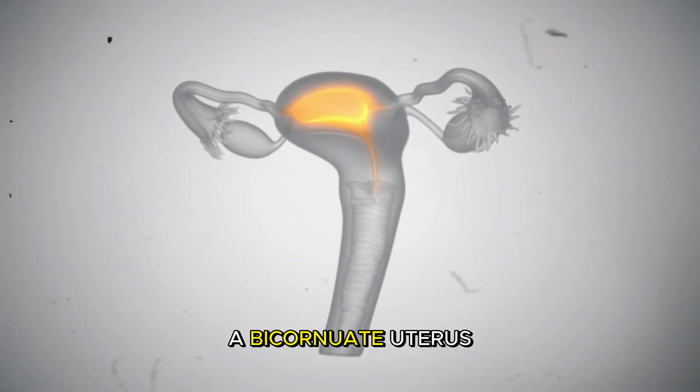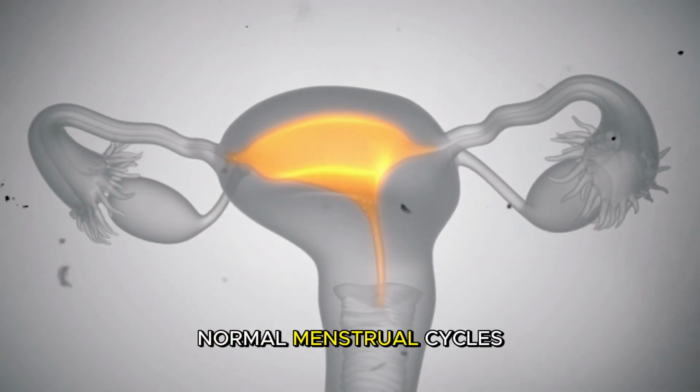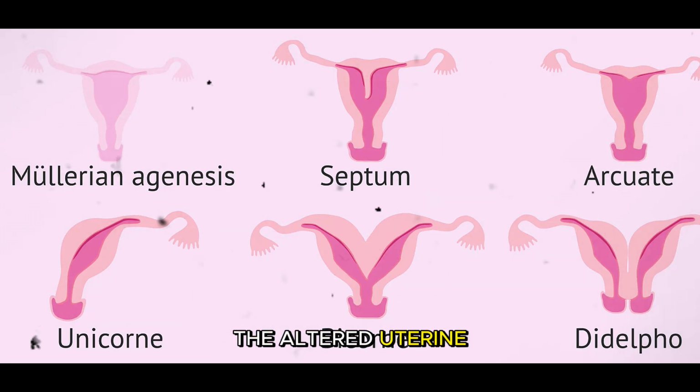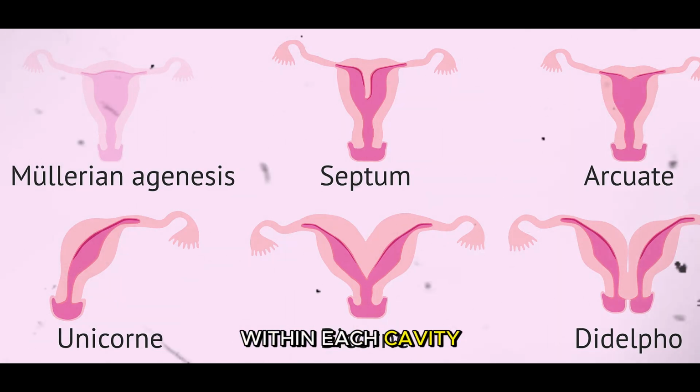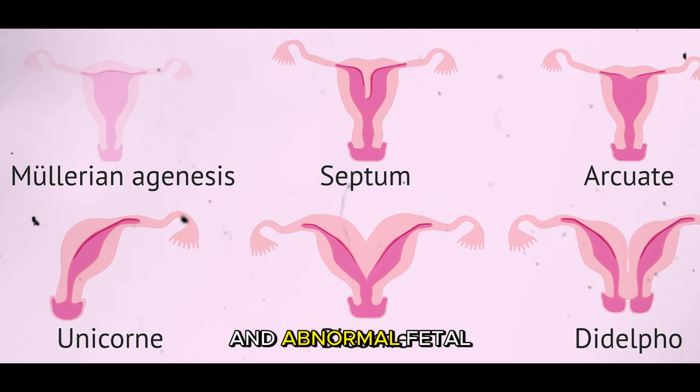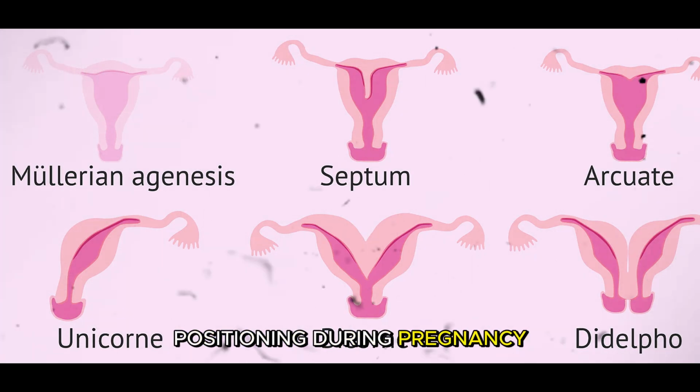Many women with a bicornuate uterus continue to have normal menstrual cycles and typical hormonal patterns. However, the altered uterine shape and reduced space within each cavity may increase the risk of miscarriage, preterm birth, and abnormal fetal positioning during pregnancy.